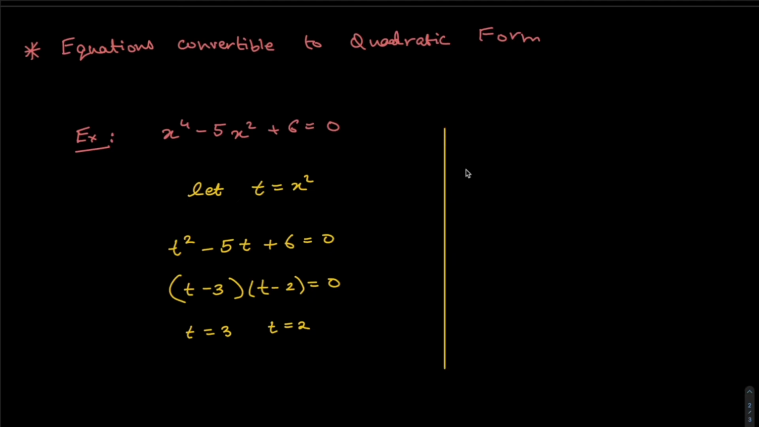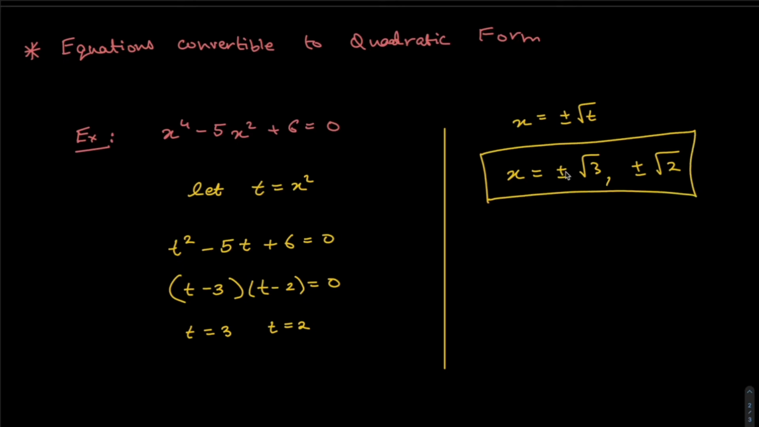Because we have our values in terms of t, we need x. So we know x is equal to plus or minus the square root of t. So we have x is equal to plus or minus the square root of 3 and plus or minus the square root of 2. These are our final answers. Because it was raised to the power 4, we actually have 4 answers: plus square root of 3, minus square root of 3, plus square root of 2, and minus square root of 2. So here I just showed you a simple way how we can use the quadratic equation or the quadratic function to solve slightly complex questions.